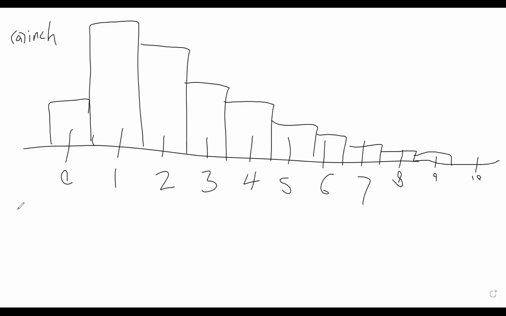Now, for B, you could talk about, instead of rounding to the nearest inch, you could round to the nearest half inch. Okay. And so you'd have another probability histogram for the nearest half inch. And so you would draw the histogram. There'd be a corresponding histogram for half an inch.